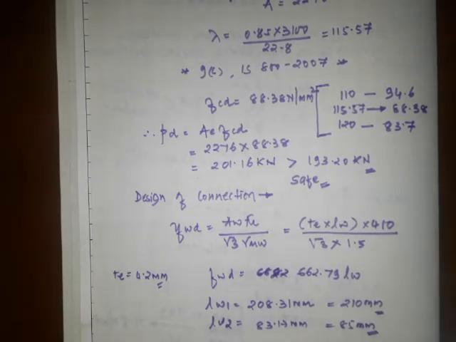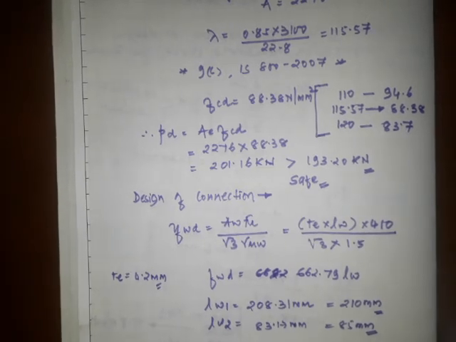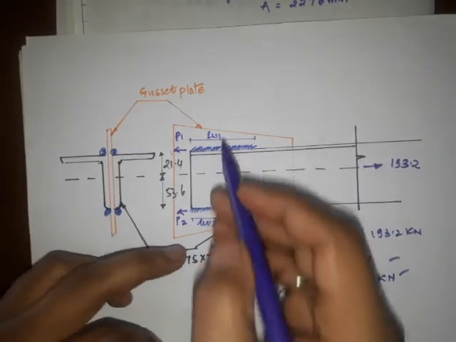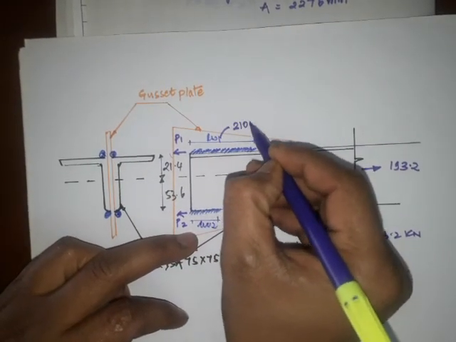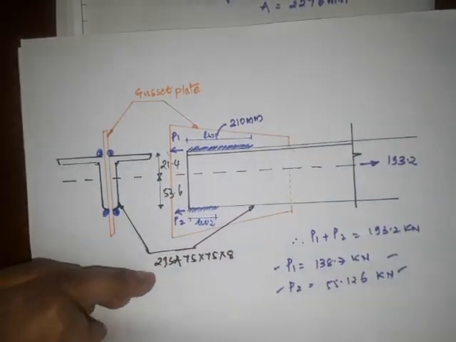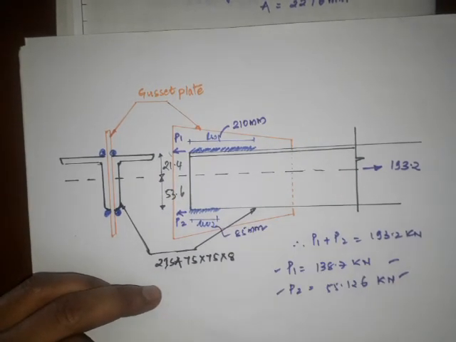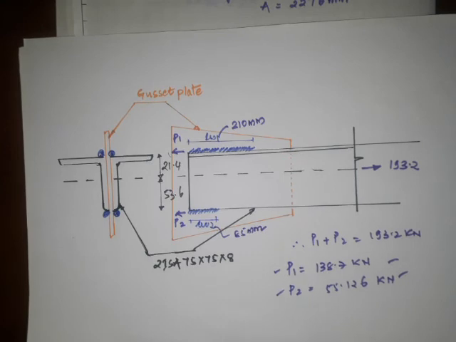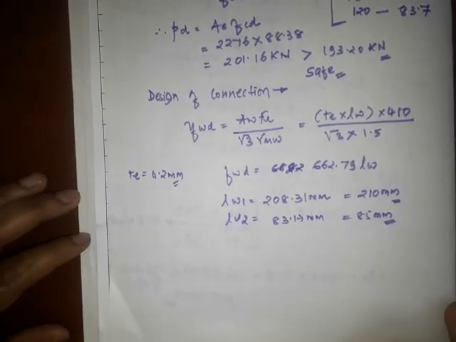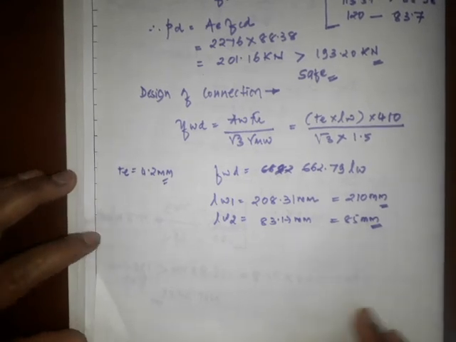Here in the diagram, if I want to show, this we got as 210 mm and this we got 85 mm, this 85 mm, and this 85 mm. Correct? Understood? As I told you, after the design of connection, you have to go for what?